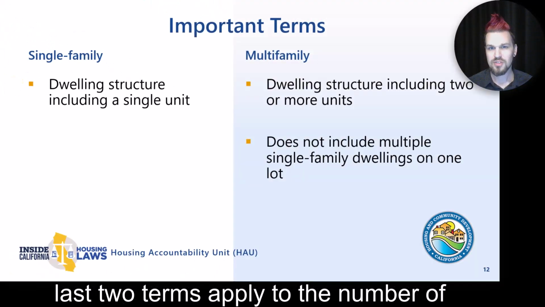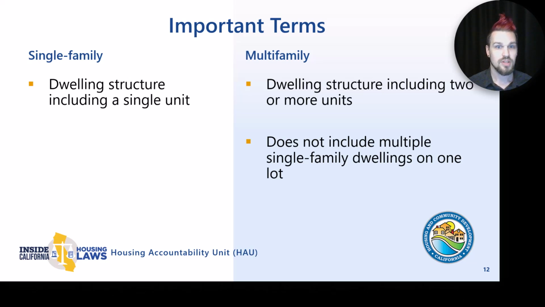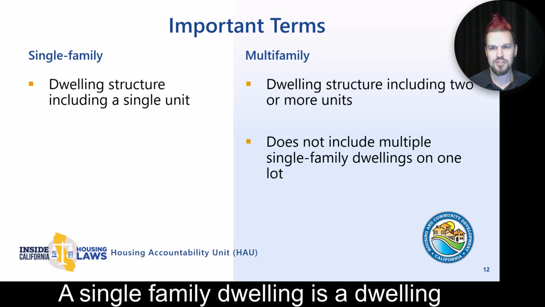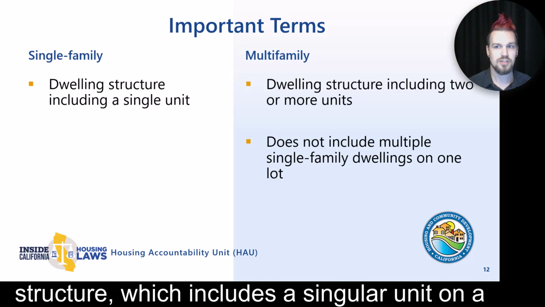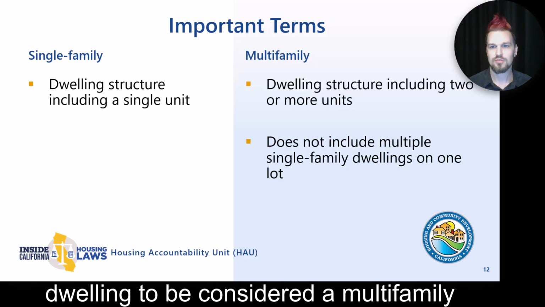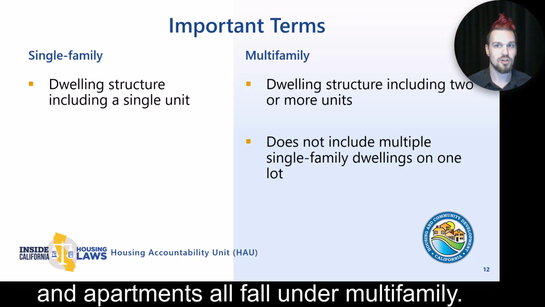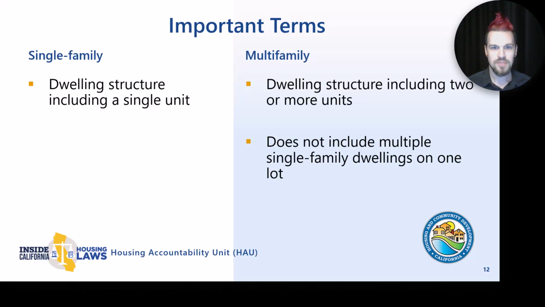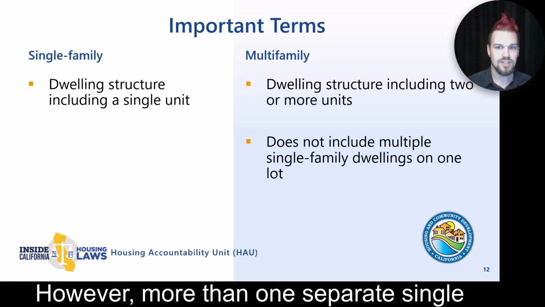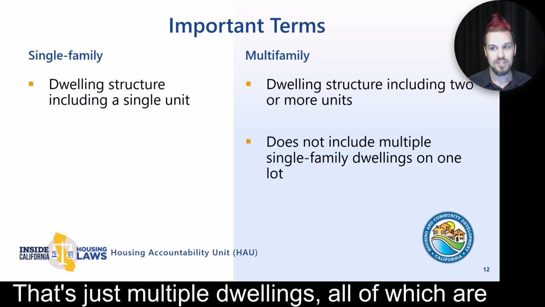The last 2 terms apply to the number of dwelling units within a dwelling structure. A single-family dwelling is a dwelling structure which includes a singular unit on a lot. That leaves just about every other kind of dwelling to be considered a multifamily dwelling. Duplexes, triplexes, fourplexes, and apartments all fall under multifamily. However, more than one separate single-family dwelling on a lot is not multifamily. That's just multiple dwellings, all of which are single-family.